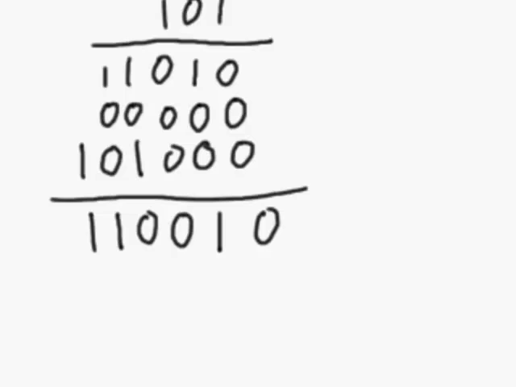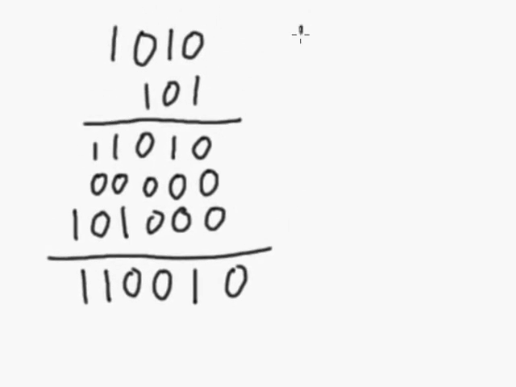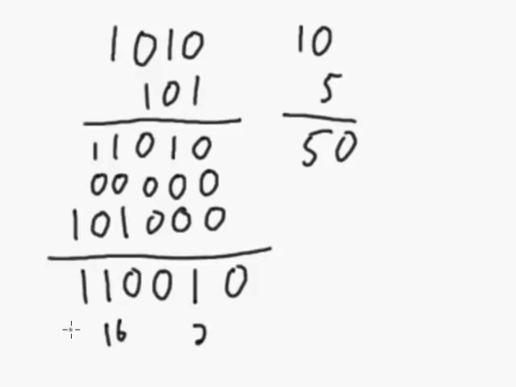So a quick double check, 1010 in decimal is equal to 10, and 101 in decimal is equal to 5, which works out to 50. Now what's this number? 1, 2, 4, 8, 16, 32. 32 plus 16 is 48, plus 2 is 50. So the two numbers match up and everything works out. Double checked it, it's correct.